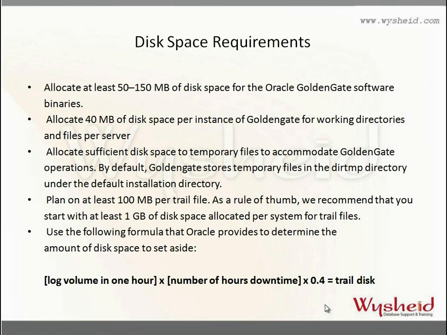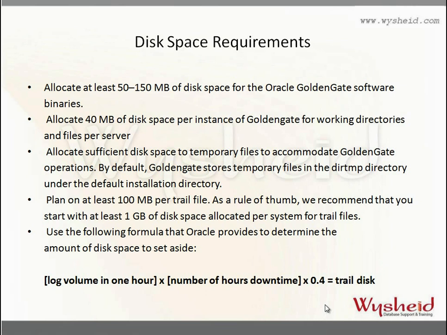Now let's see the disk space requirements. For the installation of the Golden Gate software, we require minimum 50 to 150 MB space, and then we need to allocate at least 40 MB space for each of the working directories like temporary directories and the file directories. So based on the different types of directory, we may have to specify the memory for that server.